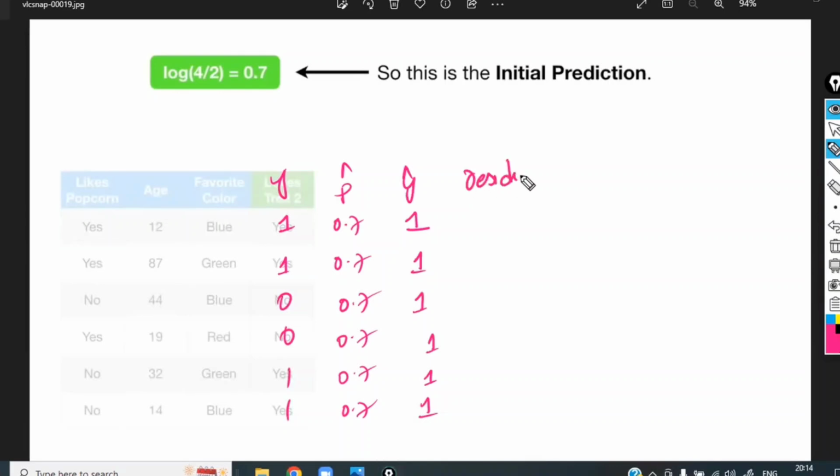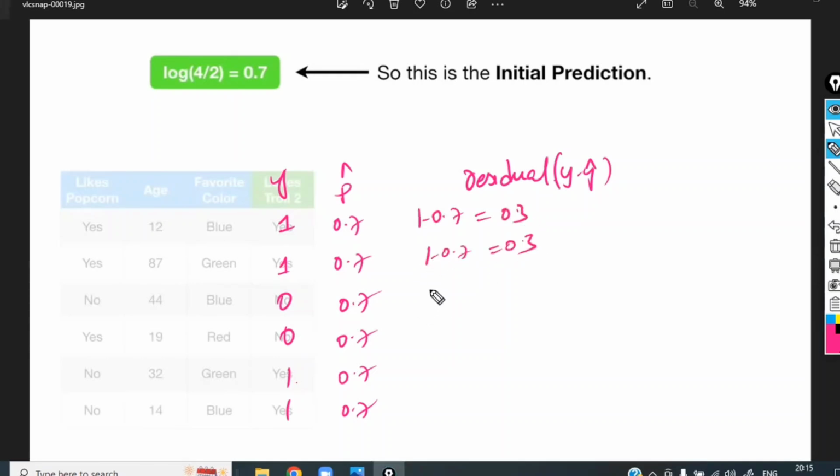Now you are going to calculate the residual. What is the residual? The difference between these two, which is nothing but the error, Y minus Y hat. 1 minus 1 is 0, 1 minus 1 is 0, 0 minus 1 is minus 1. In terms of probabilities, 1 minus 0.7 is 0.3, 1 minus 0.7 is 0.3, 0 minus 0.7 is minus 0.7, 0 minus 0.7 is minus 0.7, 1 minus 0.7 is 0.3, and again 1 minus 0.7 is 0.3. This is the original value and these are the residual values.